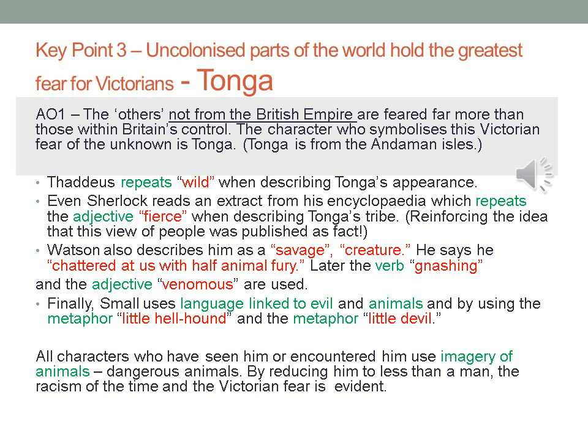Now, all the characters who have seen or encountered him use this imagery of animals or dangerous animals. So we've got gnashing and venomous, and animal fury, savage, creature, wild. All the language reduces him to less than a man and more of an animal. And this is where we can see again that racism developed as a result of the fear that if it wasn't known by Britain, it was something to be scared of. And this is where everything developed, and Tonga shows that fear symbolically.